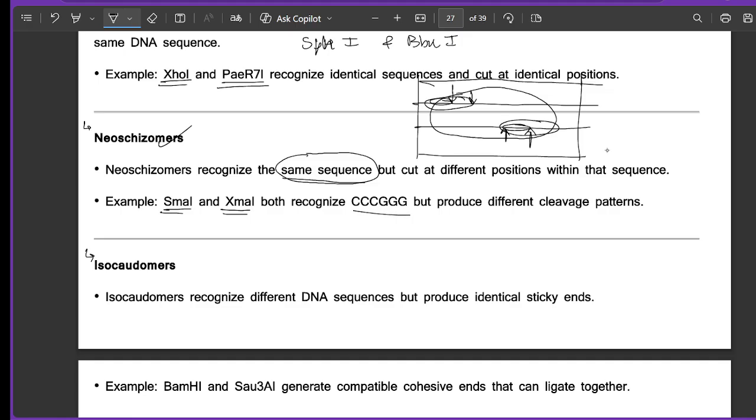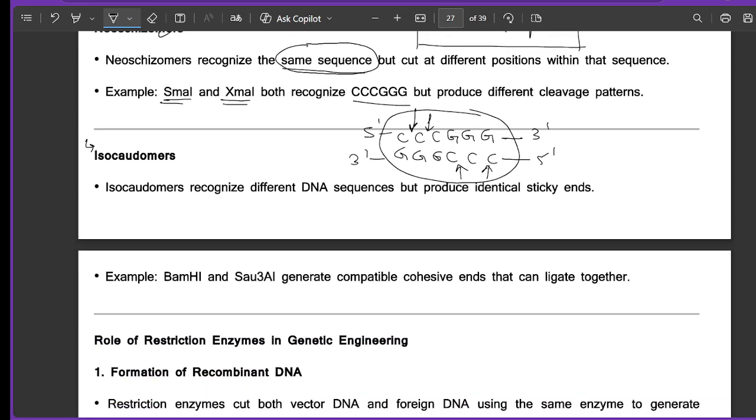They recognize this sequence. Ideally it is a palindromic sequence only, because it should be designated this way. So they are recognizing this particular site, but maybe one is cutting here while the other is cutting here. Depends upon. Third is isocaudomers.